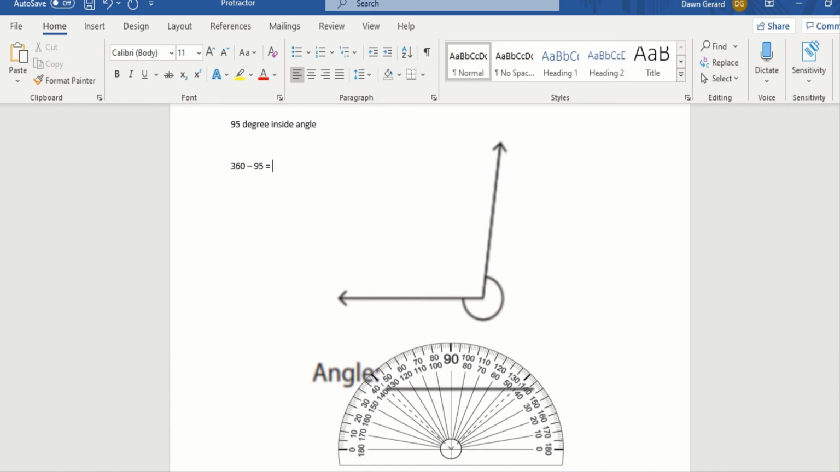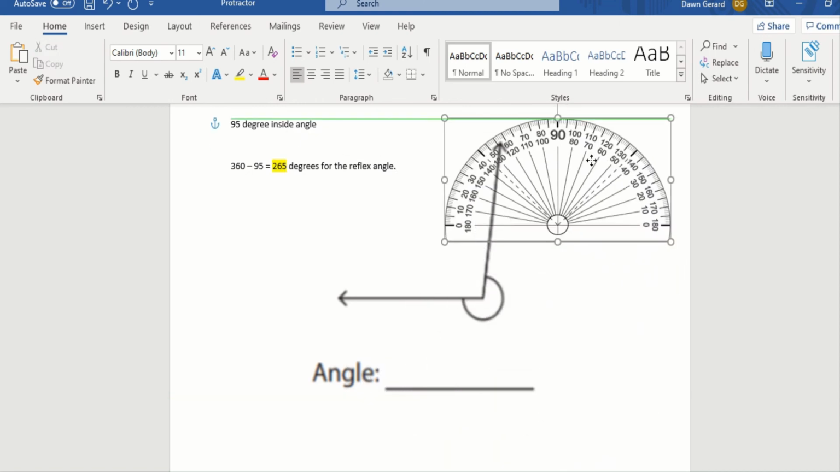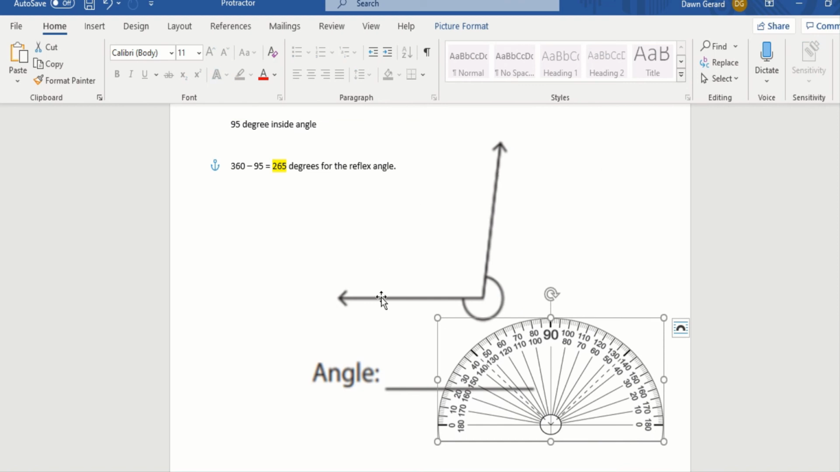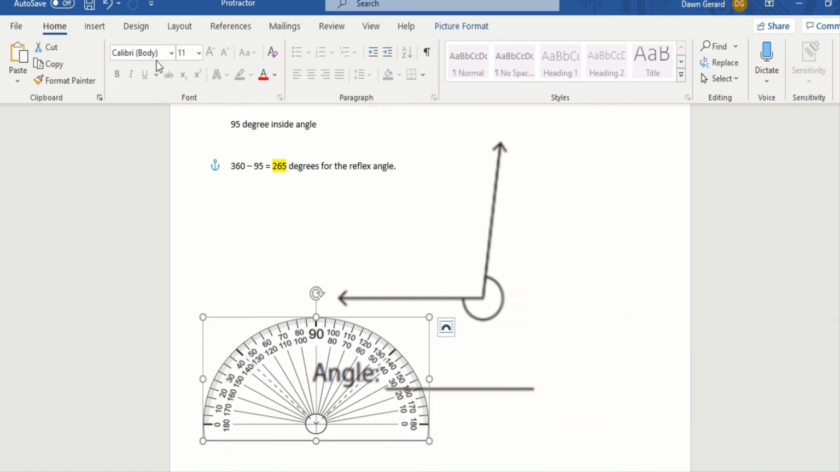All right, so you should have come up with 265 degrees for the reflex angle. So this big outside angle here equals 265 degrees. So that is how you find a reflex angle. You find the inside angle and subtract it from 360, and it gives you the opposite outside angle for your reflex angle, which again is bigger.